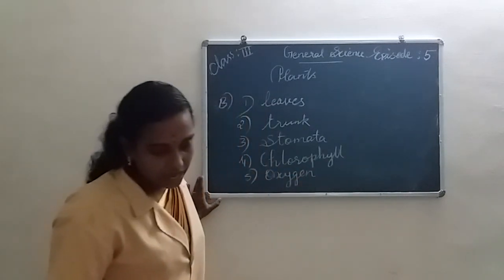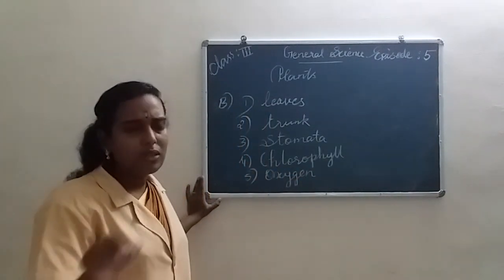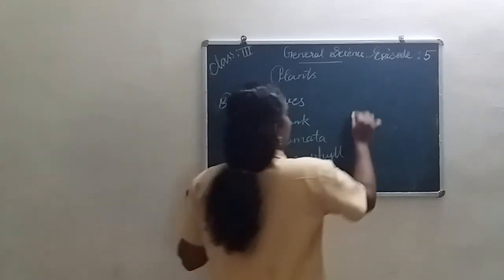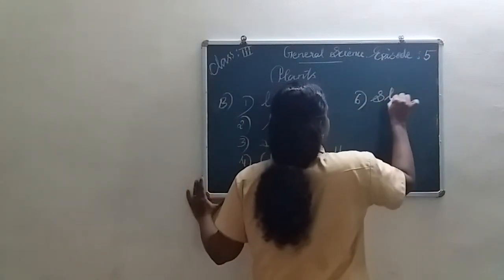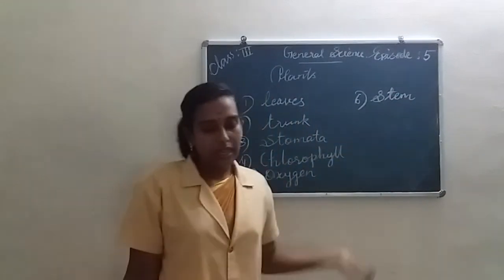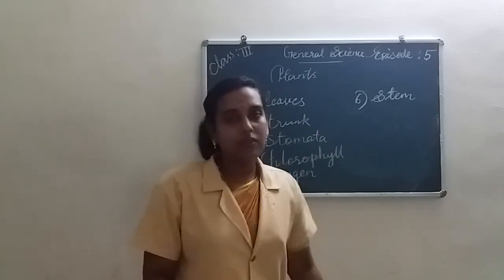And the last question, the main part of a shoot. Which is the main part of a shoot? Stem. Stem is the main part of a shoot. So the answer to the sixth question is stem. These are the answers to the given questions.